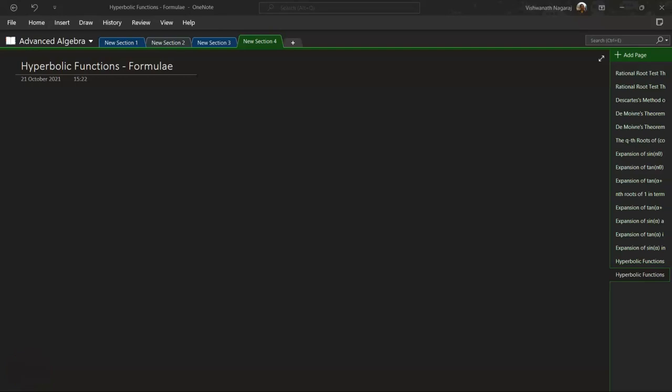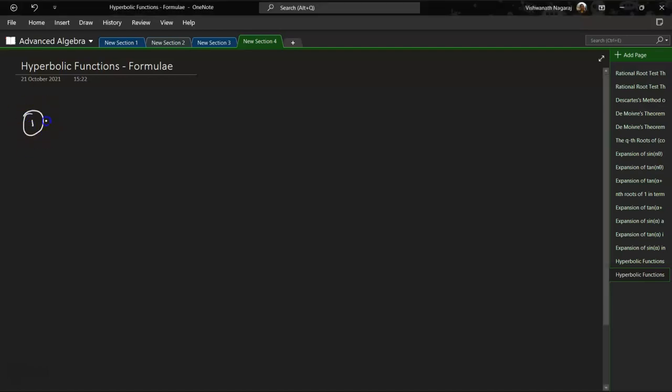Let's look at some formulae related to hyperbolic functions. Okay, first one, cosh square x plus hyperbolic sine square x is equal to, since we are talking of formulae, let's write it, is equal to cosh 2x.